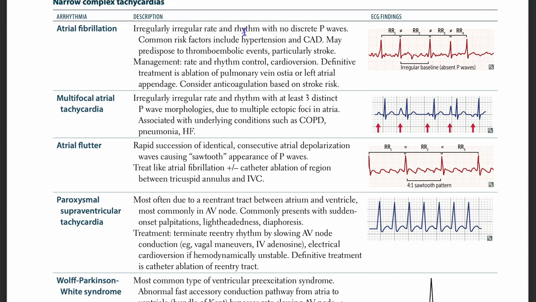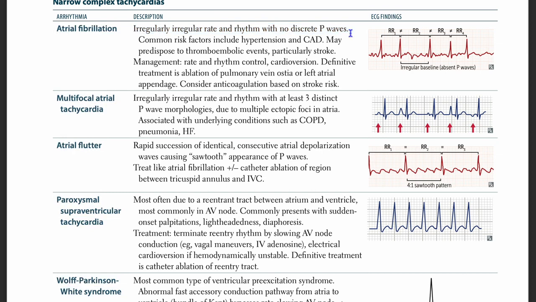Rate and rhythm with no discrete P wave. That's the most important one. You can't make out which one is the P wave, right? Because they all look up and down and different sizes, and that could be T wave or P wave, but you can't be sure. So no discrete P wave. This whole thing is a buzzword right here. If you hear anything from here or like this sentence, it's going to be atrial fibrillation.